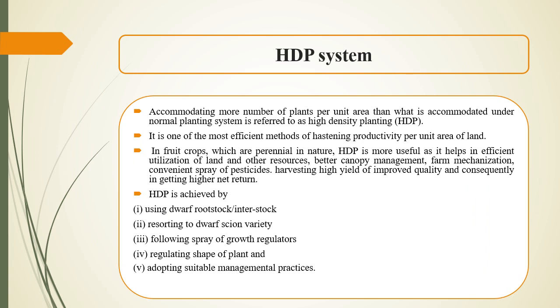Next, coming to intensive systems of planting. Firstly, high density planting system. Here, the main goal of high density planting system is to accommodate more number of plants compared to other traditional methods of planting. This hastens the productivity per unit land area. The high density planting can be achieved by using dwarf rootstock or interstock, resorting to dwarf scion variety, or following spray of growth regulators, as well as following different training methods by regulating the shape of the plant, and by proper adopting of suitable management practices.